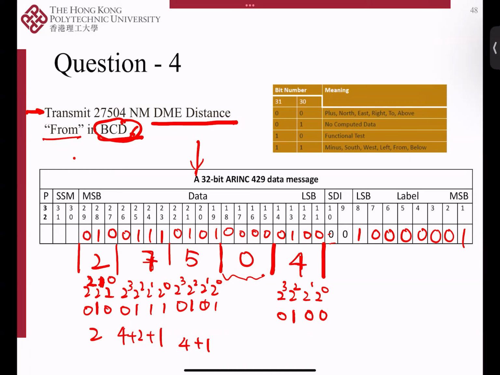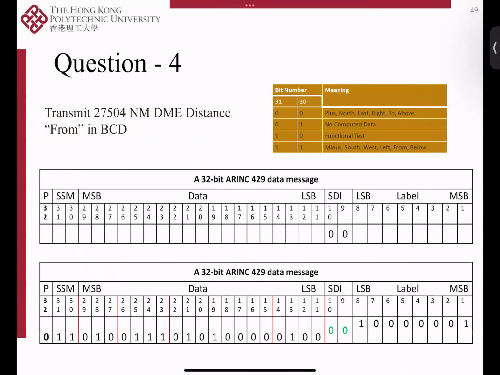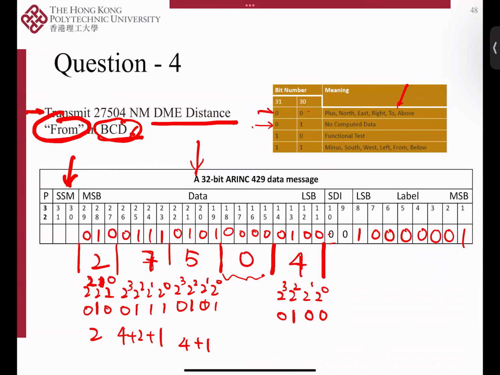And then we have the SSM to take care of. So this one is related to form. So we're going to look back into the table. If it is 0 and 0, it is related to plus, north, east, or 2 or above. They are not related to us. And the second one is no computed data, so something is wrong, but we do not wish to emphasize that.